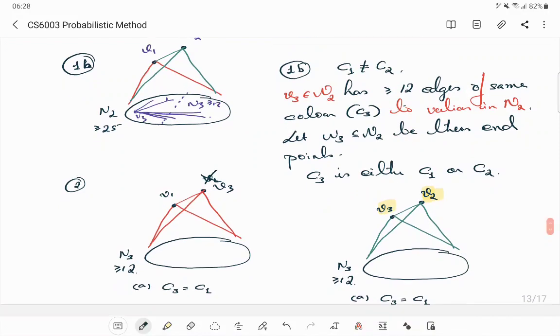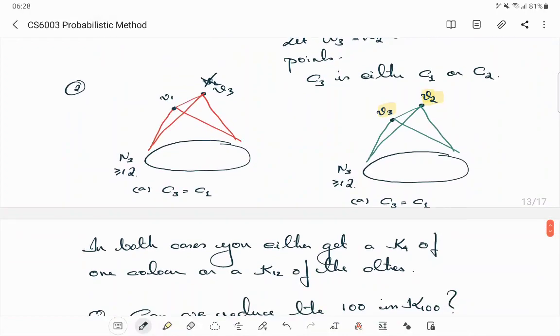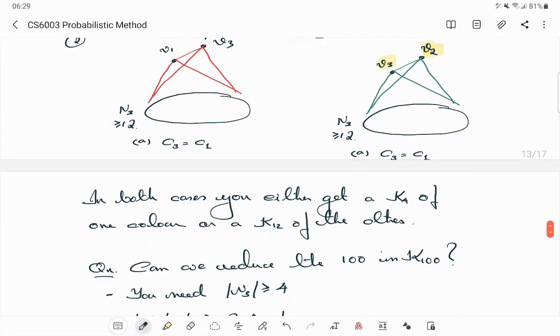Now how do you complete the argument? Even if one edge here is green, then you get a green K4, otherwise you get a red K12, which contains a red K4, right? So with this we have completed the proof. We have exhausted all the possible cases and shown that in any of the cases we can guarantee either a red K4 or a green K4.